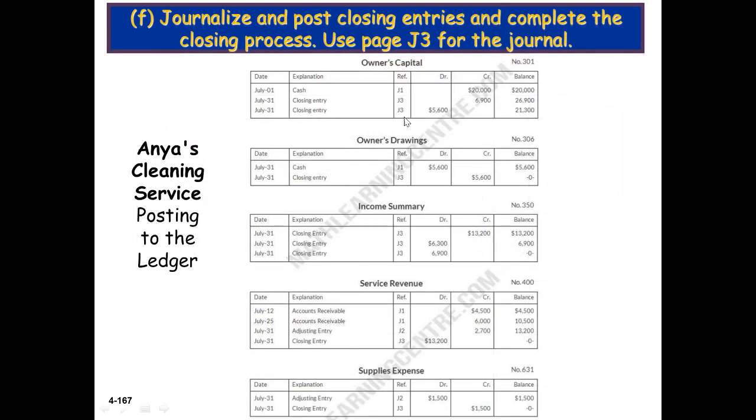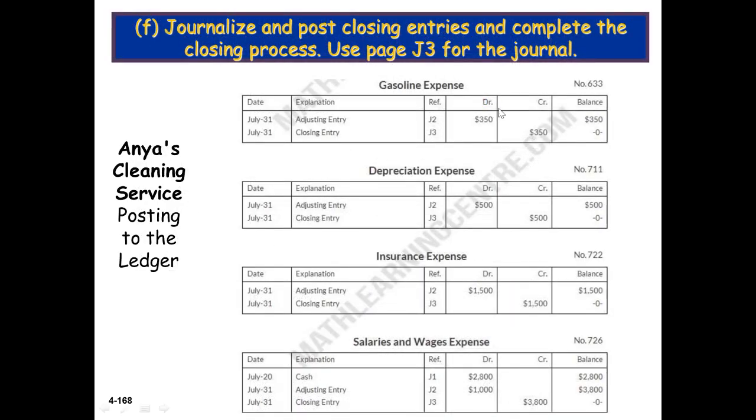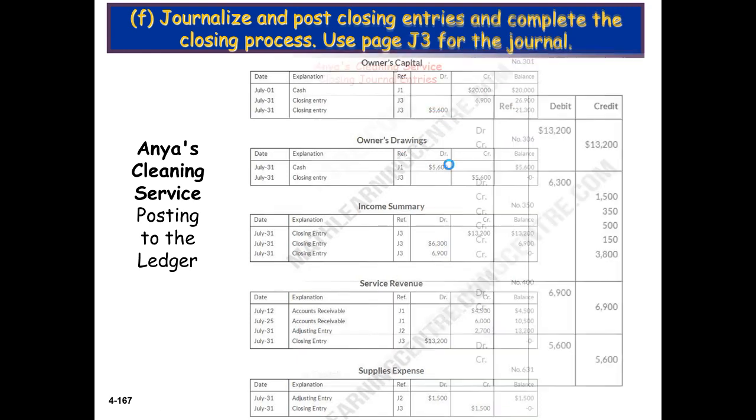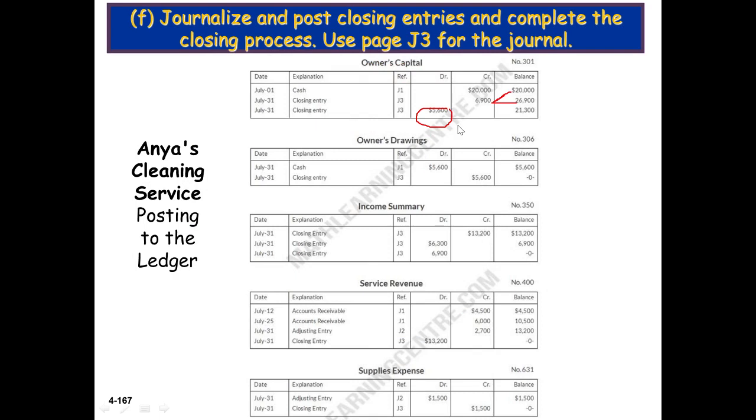We have owner's capital of 20,000. This is the basic figure, the investing figure. To the 20,000 we add 6,900, our net income, and then the drawing of 5,600 must be subtracted from this figure. After subtracting, we get the closing figure. Now owner's drawing is 0, income summary 0, revenue 0, and expenses 0. We use this figure only in the post-closing trial balance.